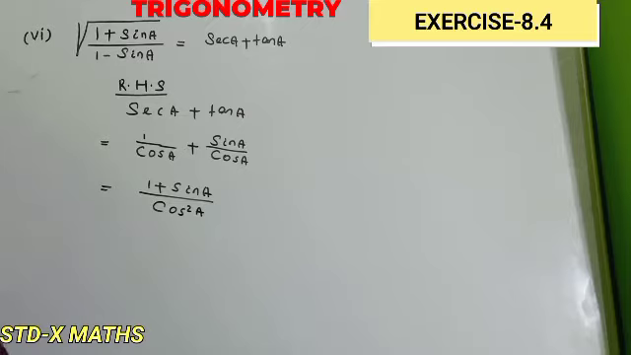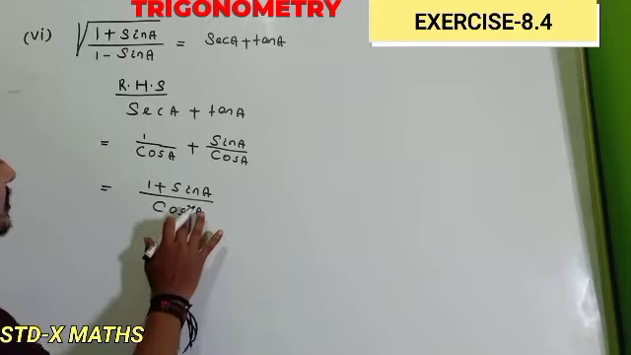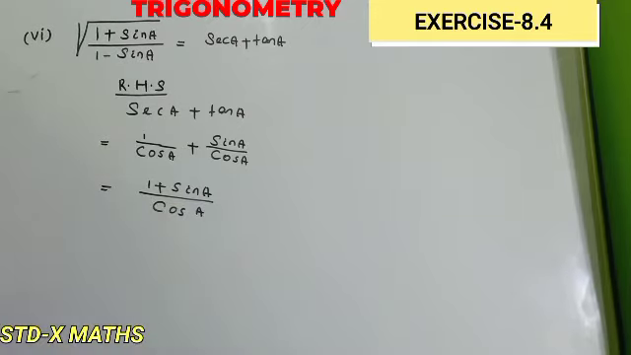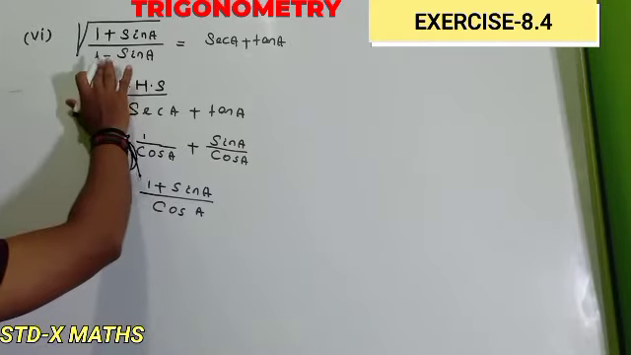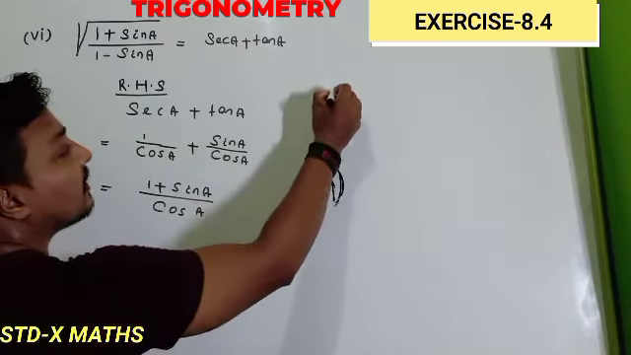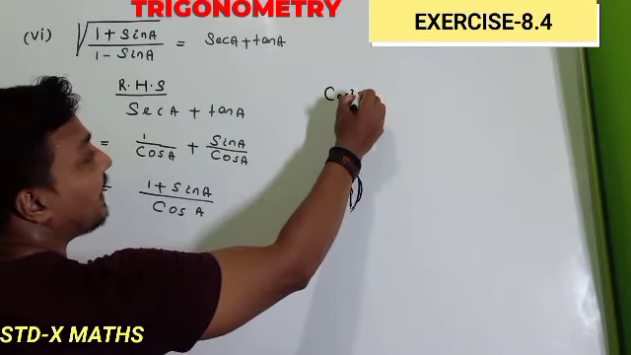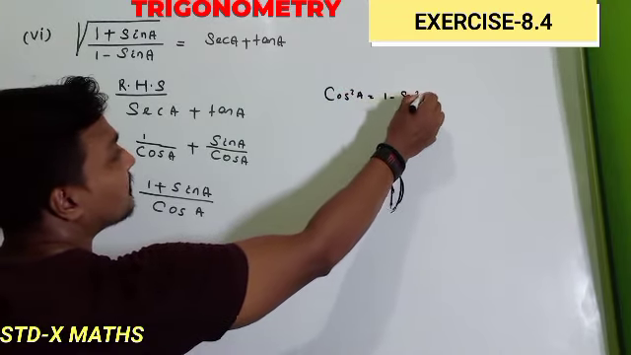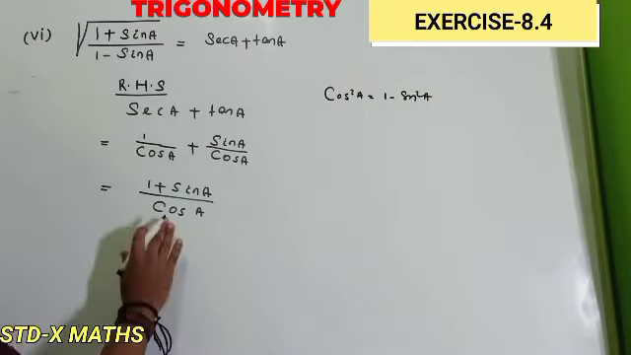One thing is clear. Here it is cos A. Below, it is asked in terms of 1 and sin. Actually, cos square A can be converted into 1 minus sin square A. But here it is only cos.